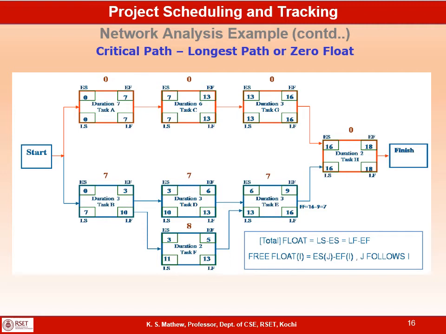So free float is the duration by which an activity can be delayed without delaying the next immediate activity. So zero free float indicates that if this activity gets slipped, the immediate activity will get slipped, but it doesn't mean that it will affect the end date. End date depends on the total float, which is 7 in the case of task B. So even if task B gets slipped by 7 days, the end date will not get slipped. End date will still be 18. But if task B slipped by 8 days, then the end date will get slipped by 1 day.